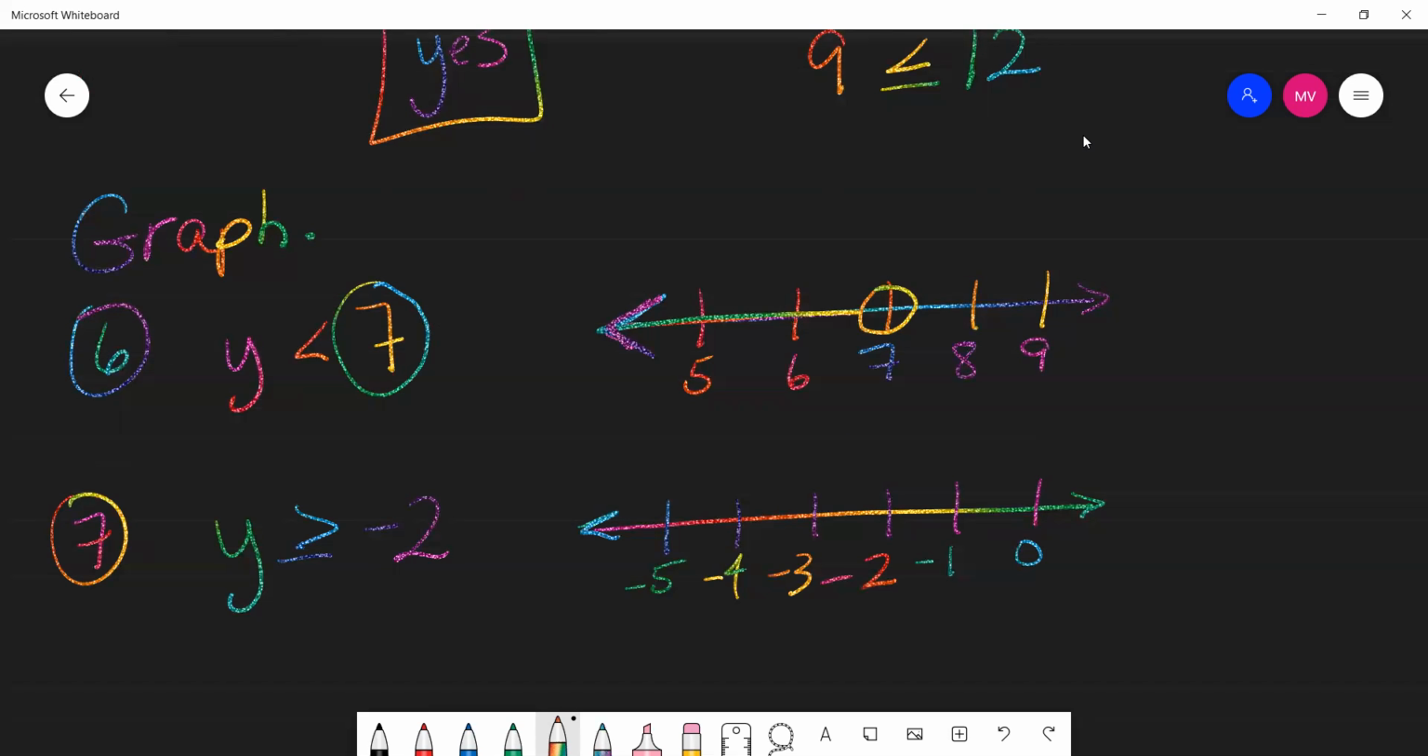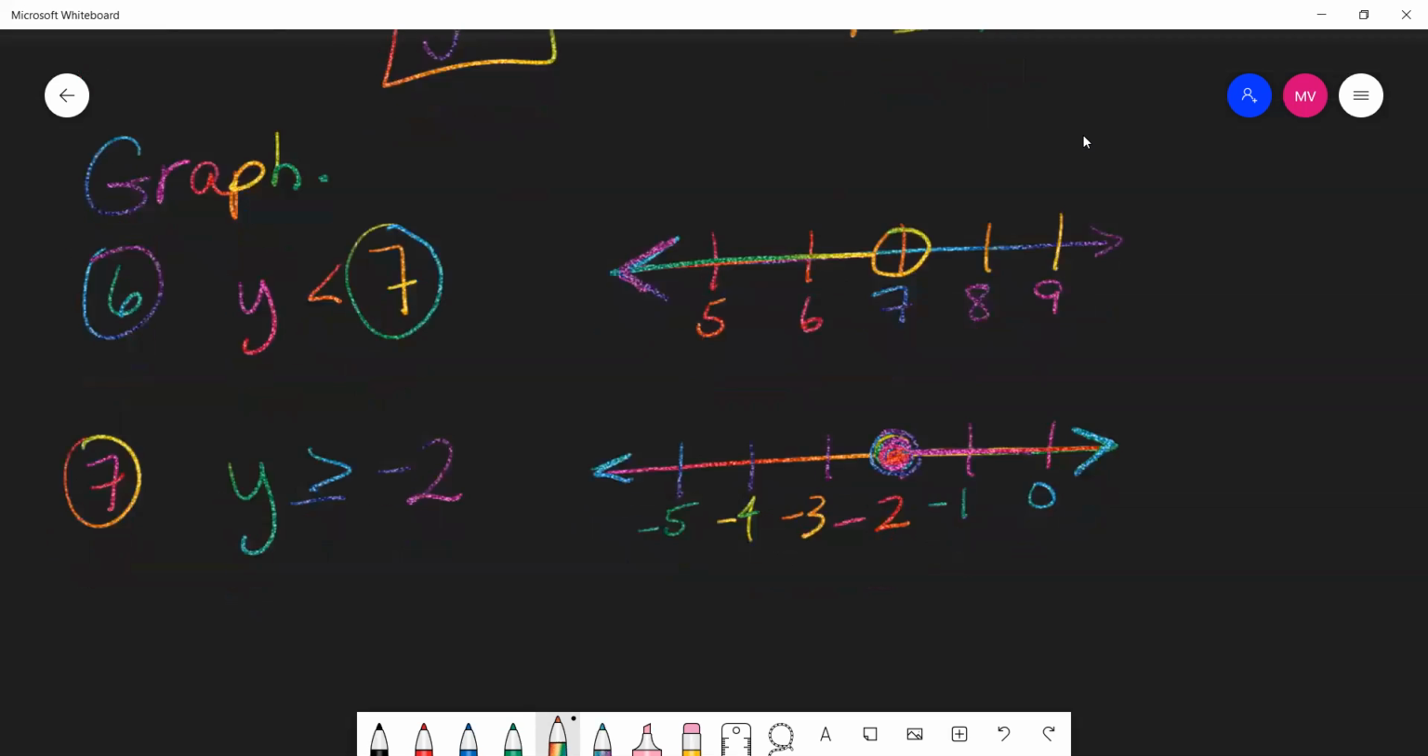All right, so we're going to put our circle at -2. Is it open or closed? Hopefully you see that because the equals to is part of the greater than or equals to, we close the circle because it's included in our solutions. And then y is greater than, so it means it's any number with a higher value than -2. So you would draw your arrow to the right.